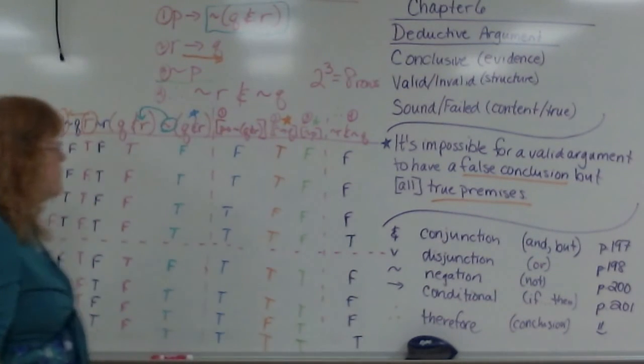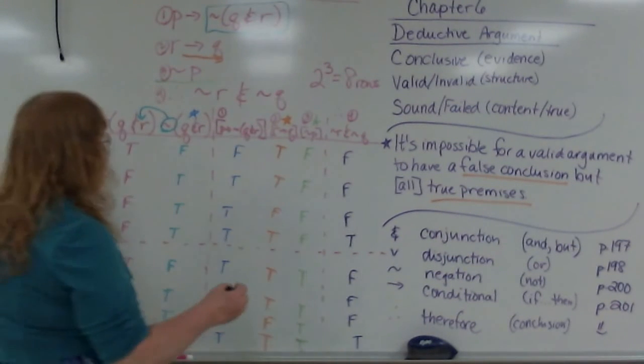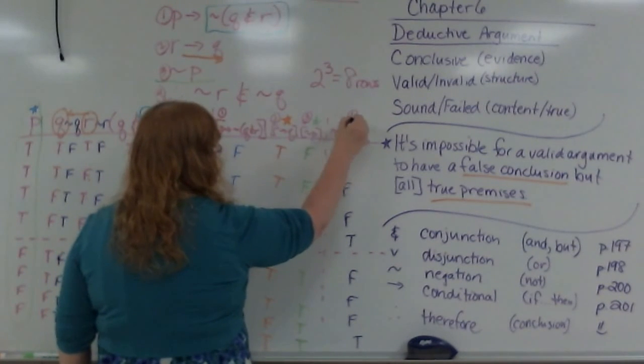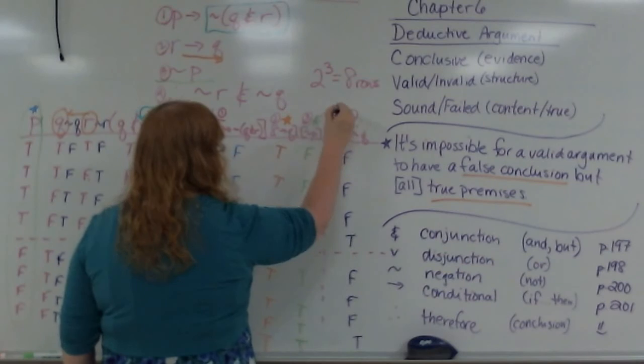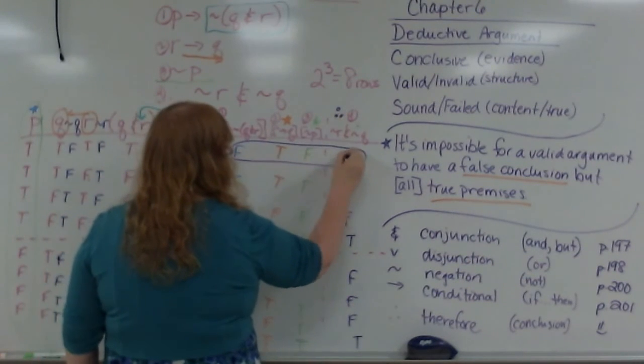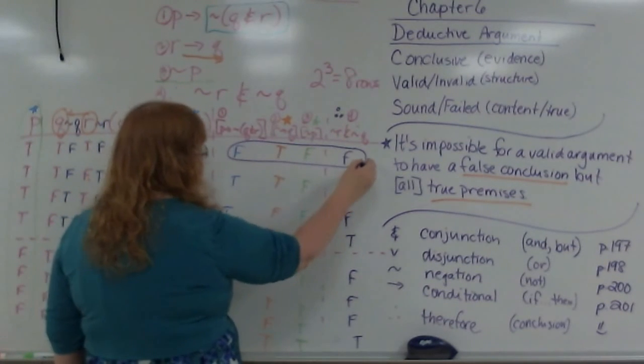Okay. So there's my very colorful, very crowded truth table for this particular argument. Okay? So now I'm going to look at all of my false conclusions. Here's my conclusion, number 4, right? This is my conclusion. So this one, I'm lucky. It has at least one false premise, so it's okay.